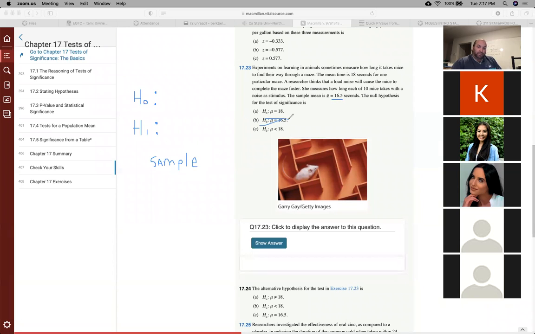So why would the sample play any role in either the null hypothesis or the alternative hypothesis? The null and alternative hypotheses are what you're testing and what you think it might be. You don't think it might be 16.5. You take a sample and it gives you 16.5. You then use the sample to either reject or not reject the null hypothesis. The sample plays no role and should never appear in either the null hypothesis or the alternative hypotheses. So B is out.